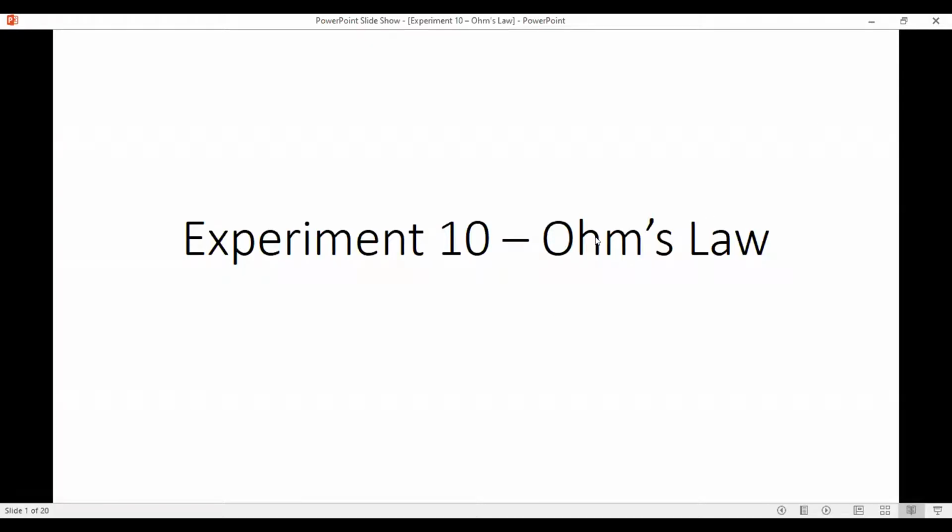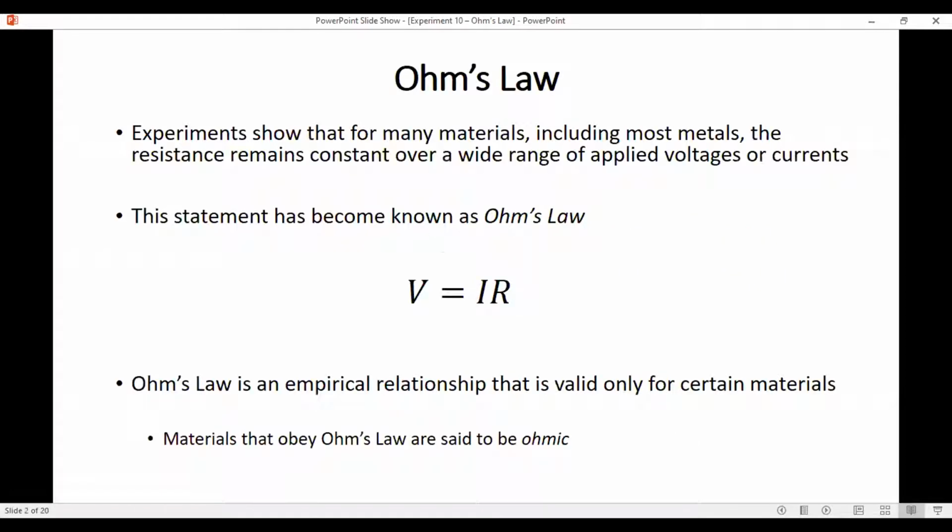Okay, we're going to take a look at experiment 10. And experiment 10 is Ohm's law. We know that Ohm's law says that the voltage is proportional to the current times the resistance. So in this particular lab, we are going to graph voltage as a function of current, and the slope of the graph that we get should be equal to the resistance.